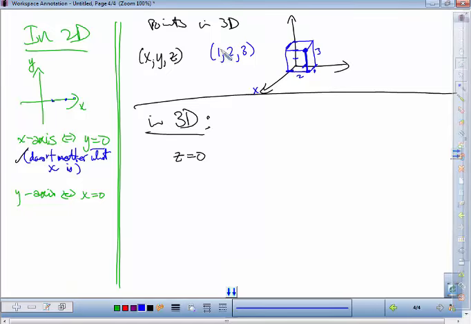Okay, so that's how points work in 3 dimensions. And if you go negative, then you just go the opposite of the positive direction of where the line's pointing, so you just go in the opposite way.